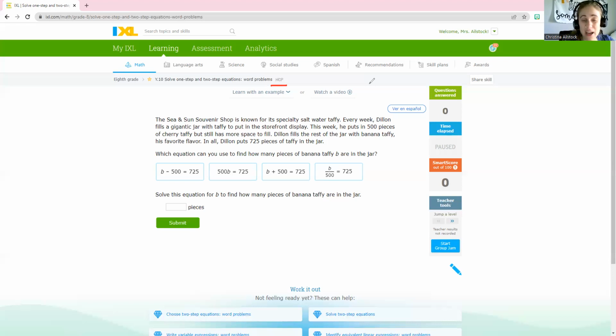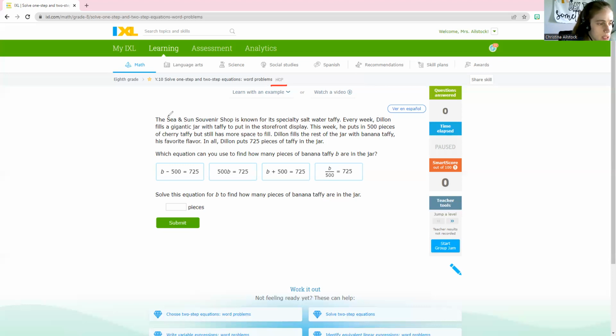Whew, this is definitely one that requires more than one read because that was a lot of information. All right, so the gist of it that I got from that is we have this guy Dylan. He's filling a jar with some taffy, and we're gonna write an equation from that. That's what I got from it. So let's read it again and really hunt for that key information.